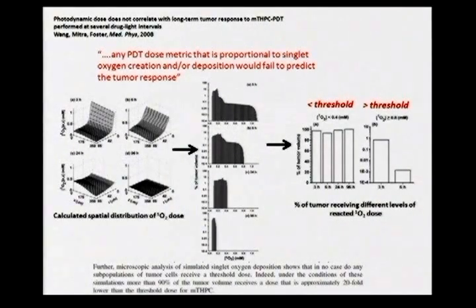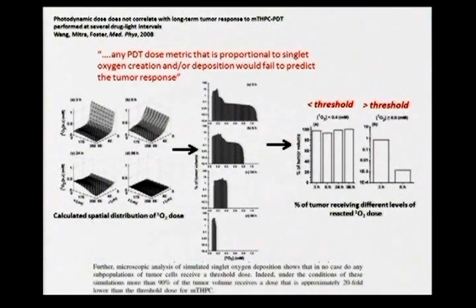And Tom did some studies, and I'll just give you the bottom line, which is this last statement. Any PDT dose metric that's proportional to singlet oxygen will fail to predict the tumor response. So Tom says, on the basis of what he studied, that this is a complete waste of time. Yeah? And it doesn't matter whether you do it by direct measurement of singlet oxygen or by measuring the light and the drug and the oxygen and calculating the singlet oxygen. This is a complete waste of time.